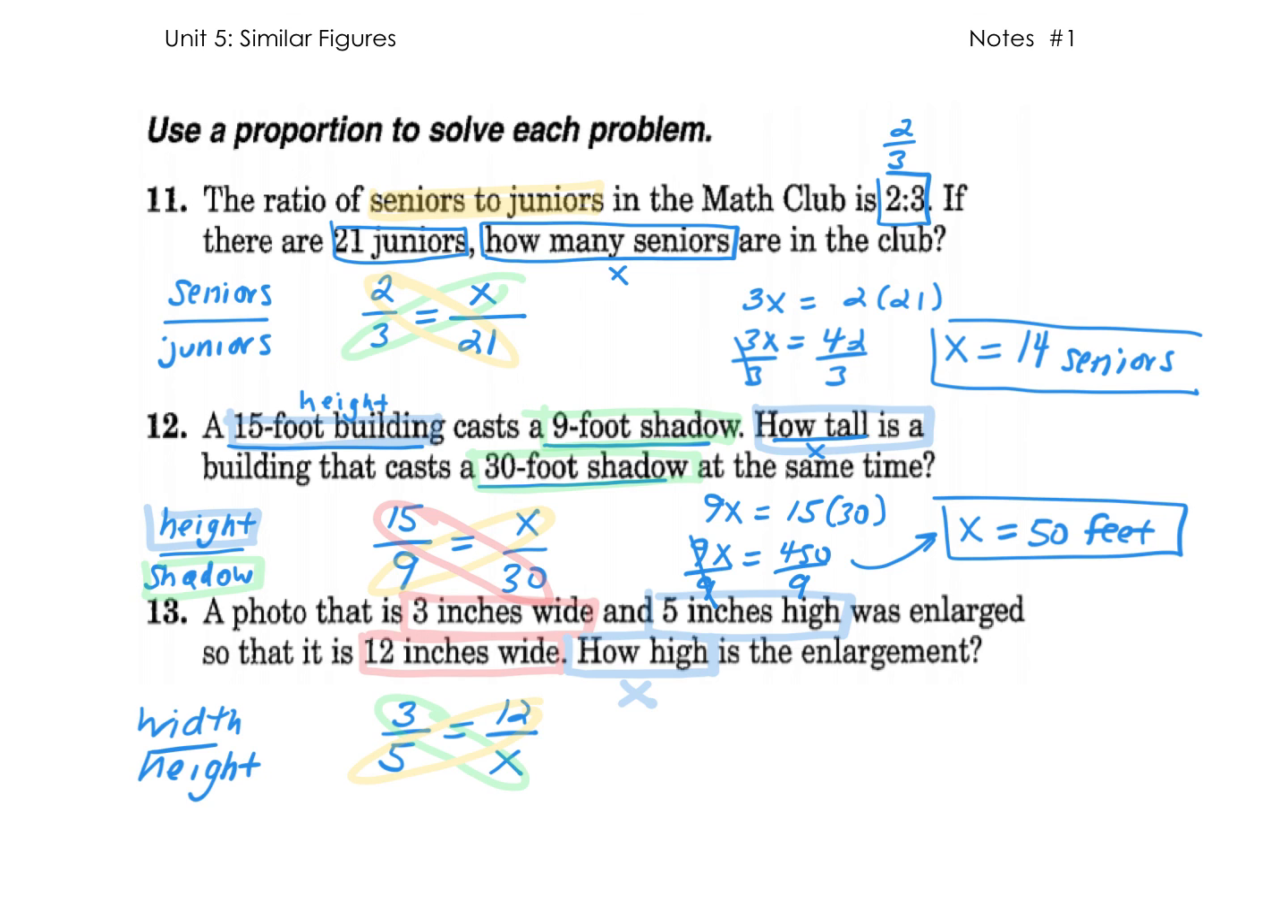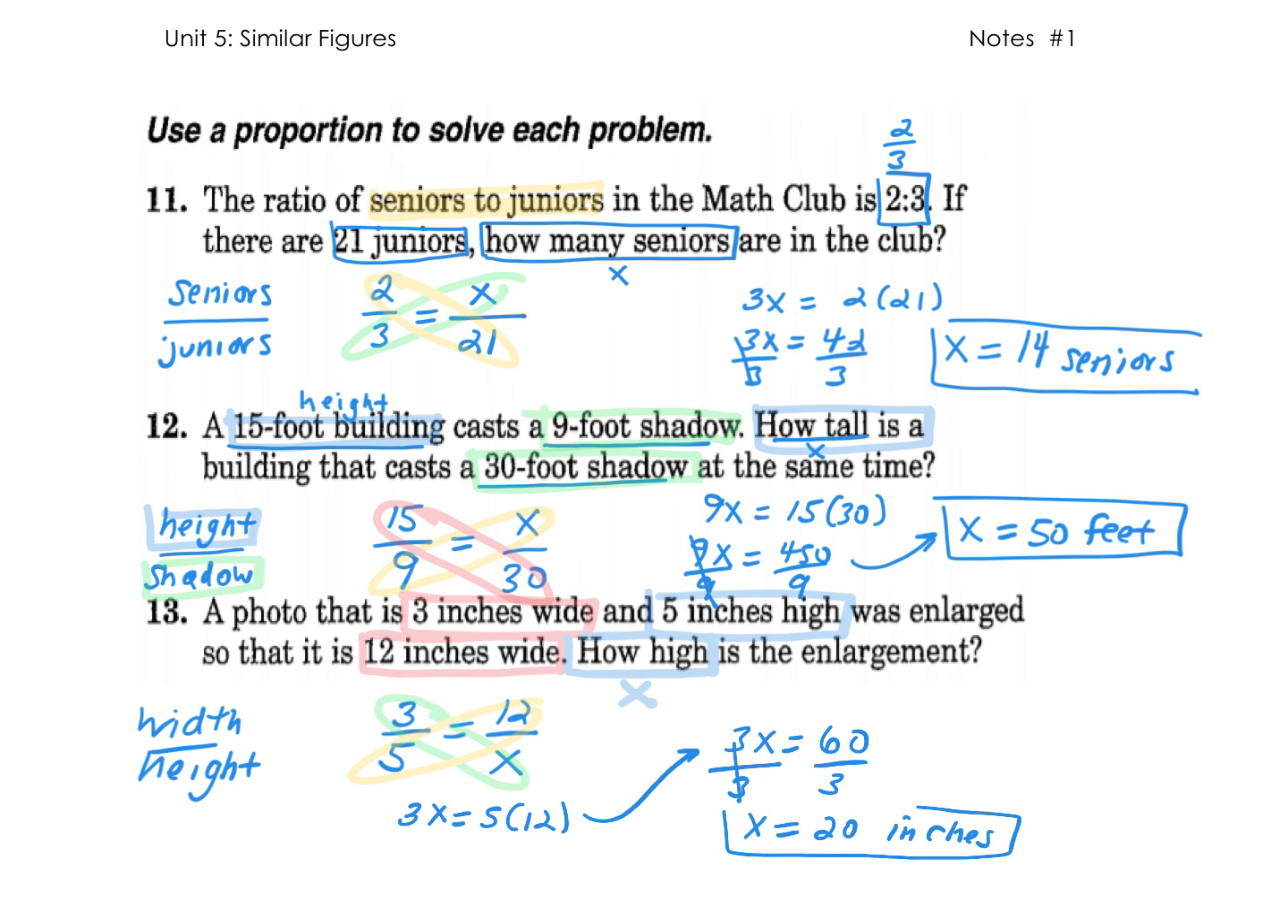All right, cross multiply, and we're going to take that 3 times x, and we're going to set it equal to 12 times 5. So when we do that, we get 3x is equal to 5 times 12, or 3x is equal to 60, and then take and divide by 3. And we end up with x is equal to 20 inches. So it's a pretty big enlargement if it's 12 inches by 20 inches, something for your wall.